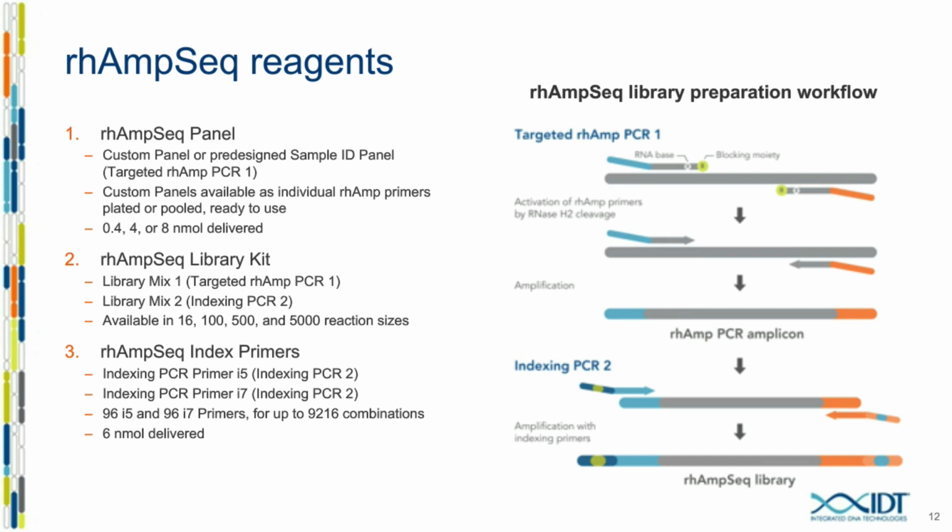So we currently have 96 I5 indexes and 96 I7 indexes. This allows for 96 unique dual index combinations or over 9,000 combinatorial dual index libraries. We've actually just launched stocked indexing primers this week, and they are compatible with rhAmpSeq, and they are available to be viewed on our adapter page.